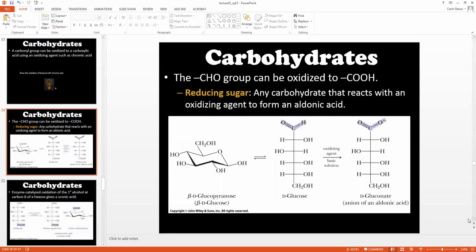A reducing sugar is any carbohydrate that reacts with an oxidizing agent to form an aldonic acid. Notice here, beta-D-glucopyranose in the form of a hemiacetal has to open to the linear sugar in order for an oxidizing agent in basic solution to form D-gluconate. This is the anion of an aldonic acid.